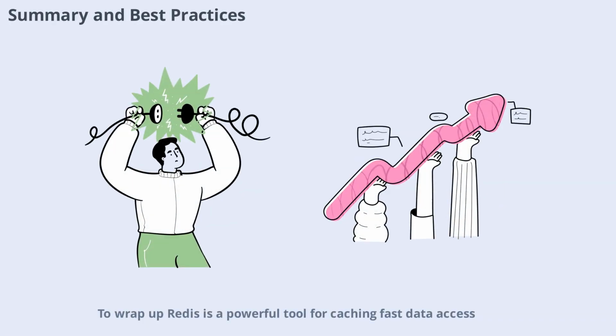To wrap up: Redis is a powerful tool for caching, fast data access, and scaling out systems. However, it's not a replacement for traditional databases when consistency is critical. Use Redis for what it does best: speed and scalability, while being mindful of its limitations. Always read the documentation, understand the trade-offs, and design your system with care. With the right setup, Redis can be a game changer for your application's performance.